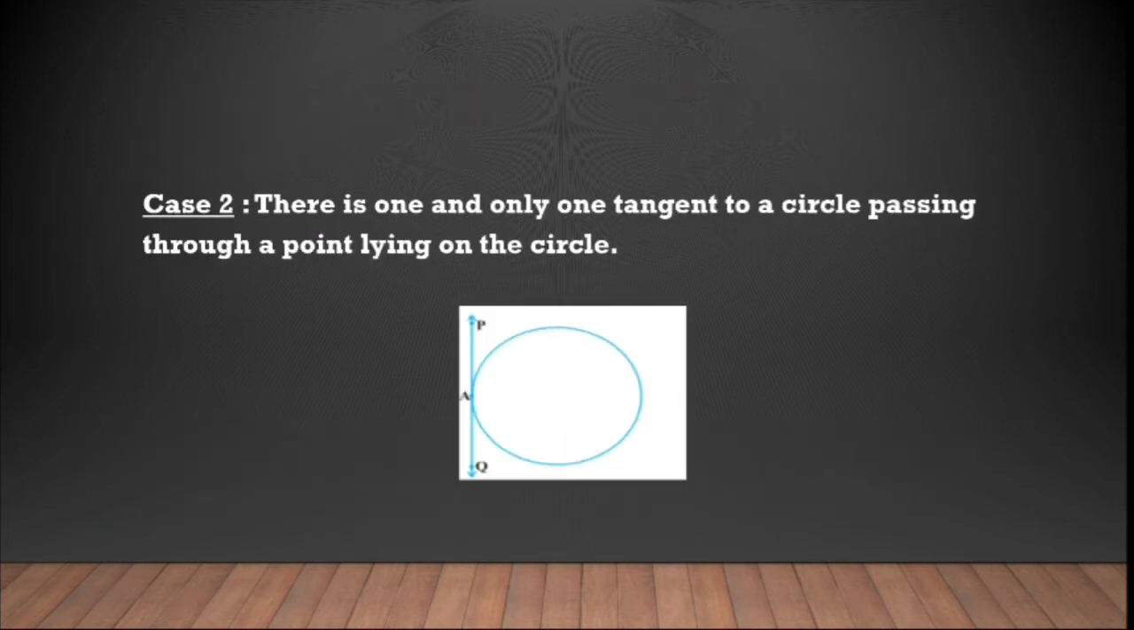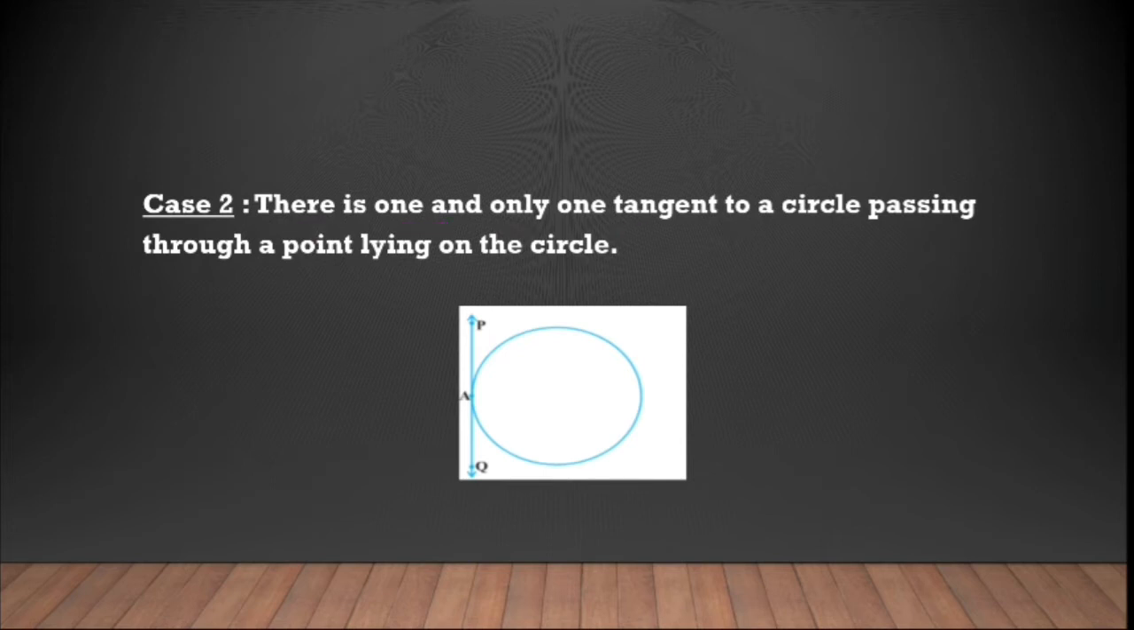In this case, we will consider the point on the circumference of the circle, and I told you on each point of the circumference you can draw only one tangent. That means there is one and only one tangent to a circle that passes through a point lying on the circle.